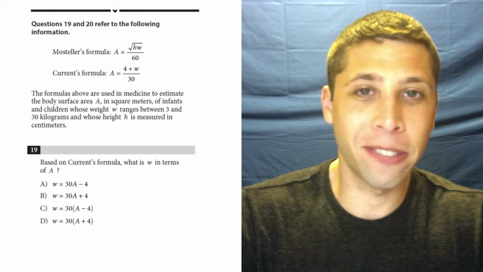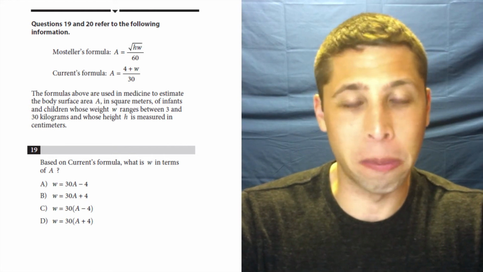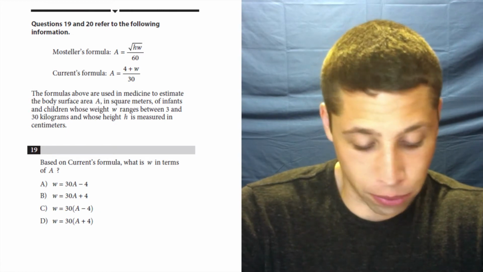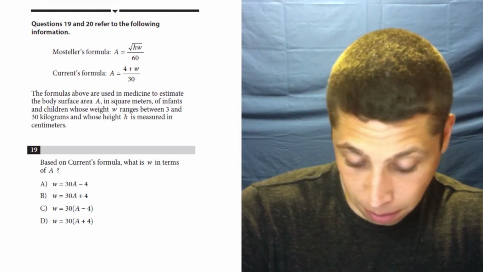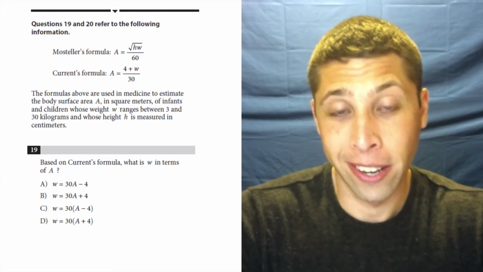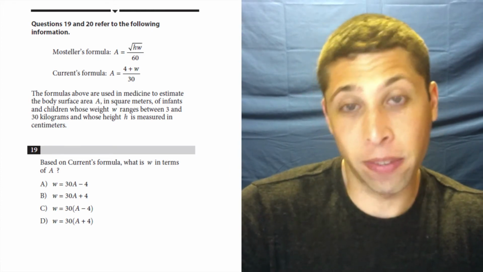The SAT loves to give you these confusing stories, but as always, the story is completely irrelevant. This has nothing to do with whatever they're measuring. Something about medicines and surface area. I don't really know. Couldn't care less. Because the instructions in number 19 are very clear.